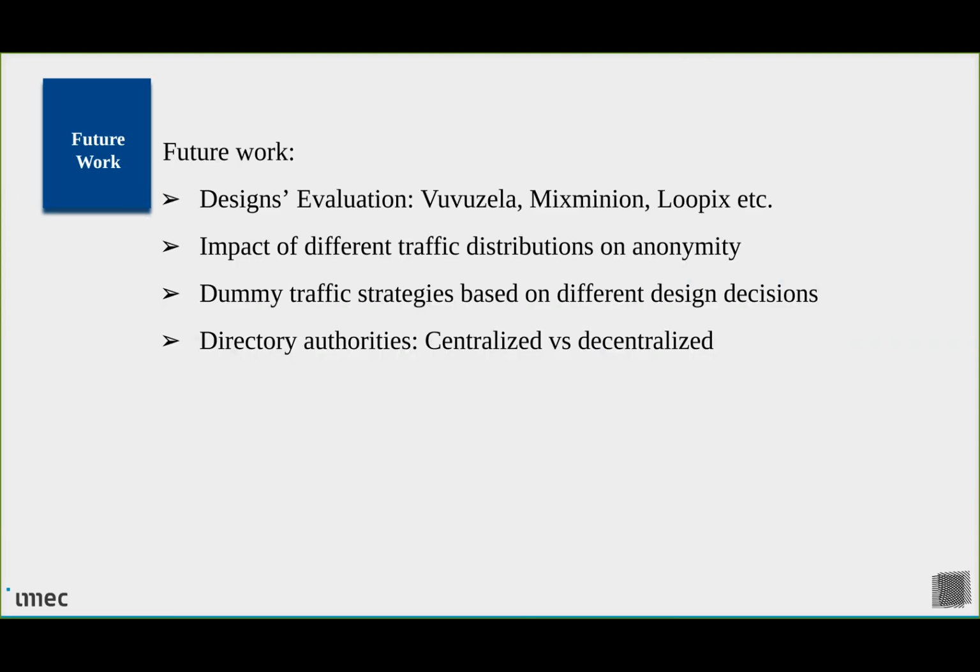As future work, we have a lot of questions we want to answer. We want to study empirically using our simulator. One first thing is we want to compare previously existing designs, such as Mozilla, Mixminion, Loopix, maybe CMix. We want to test them on this simulator. A second thing we're thinking about is the impact of different traffic distributions on anonymity.